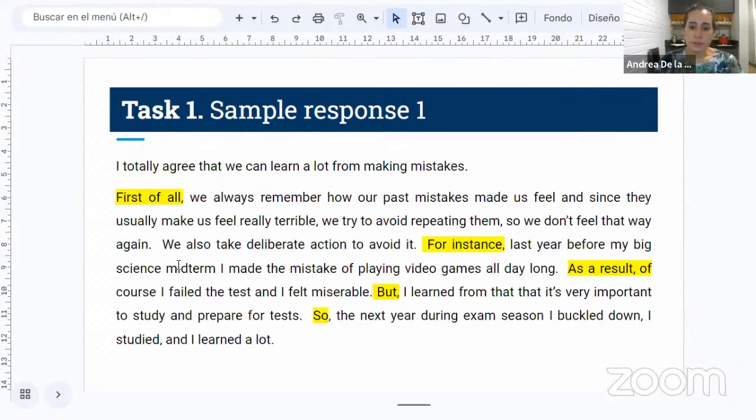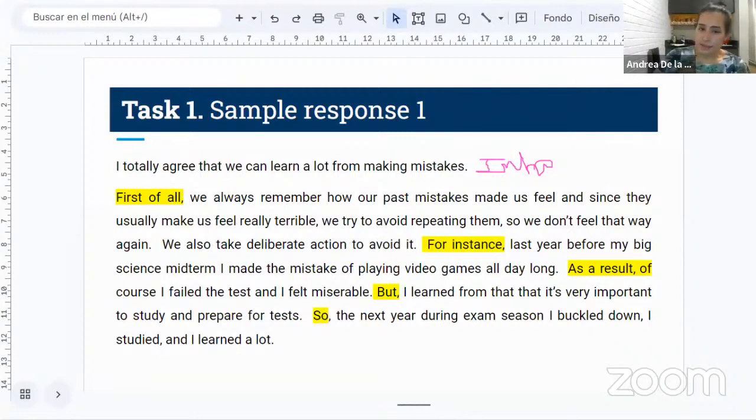This is a transcript. It says, "I totally agree we can learn a lot from making mistakes." That's his introduction. He has his reason. "First of all, we always remember how our past mistakes made us feel. And since they usually make us feel really terrible, we try to avoid repeating them so we don't feel that way again. We also take deliberate action to avoid it."